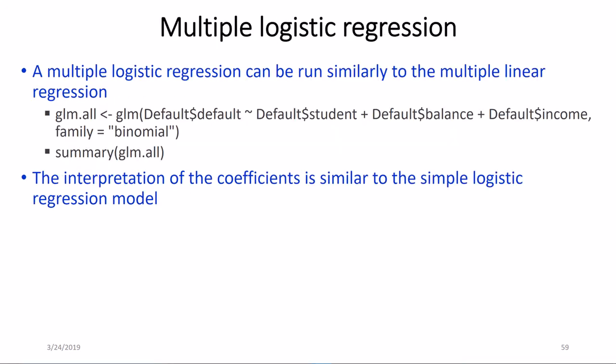A multiple logistic regression can be run similarly to a multiple linear regression by using the glm function. The summary function then can be used to view the result. The interpretation of the coefficients is similar to the simple logistic regression model.